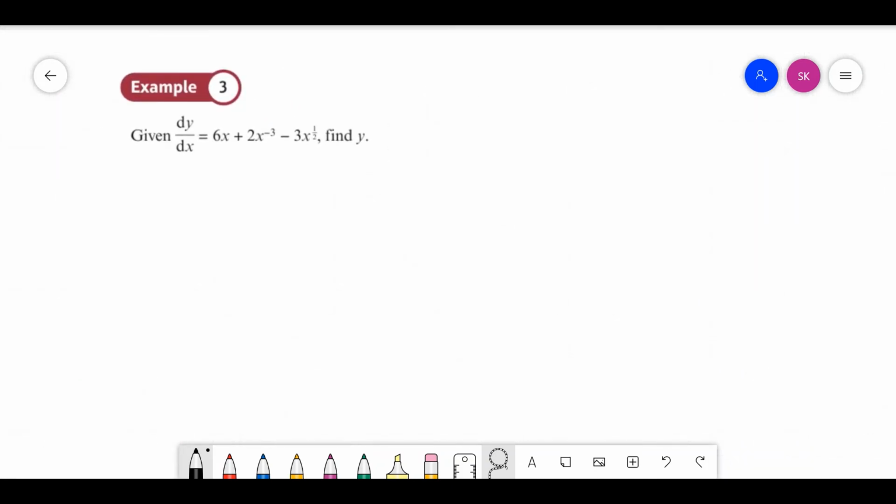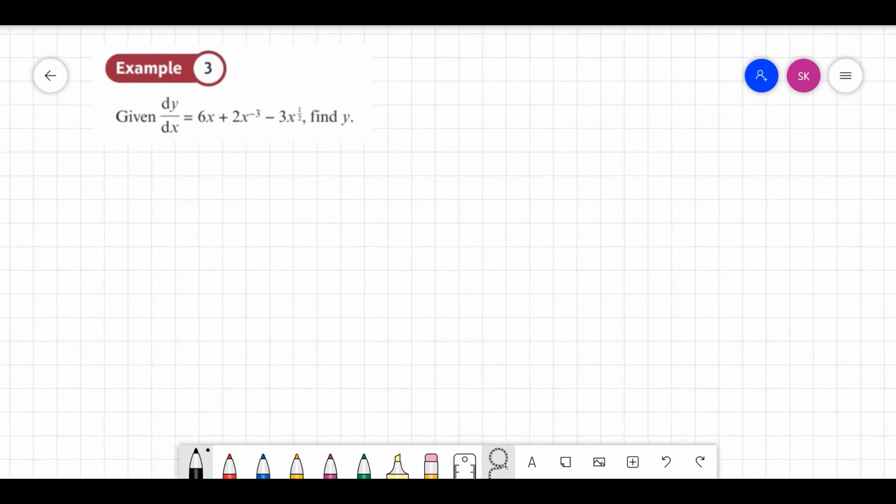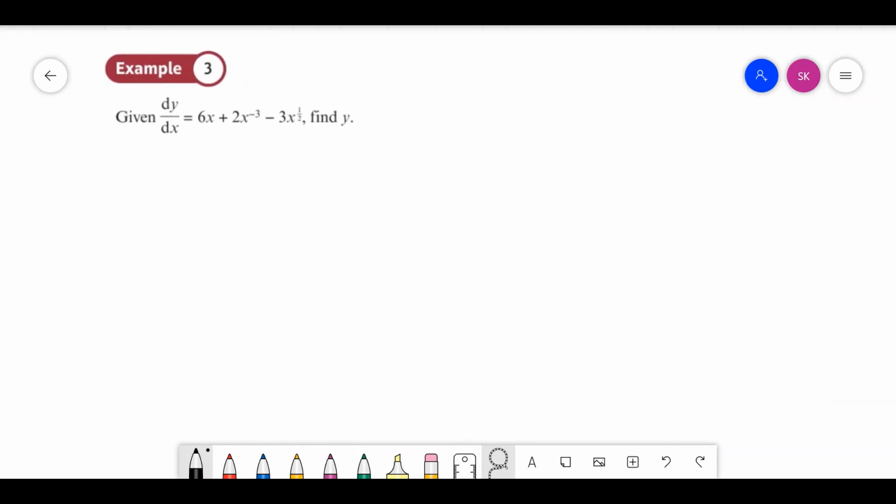Okay, so if you think you can have a go at this on your own, then go for it, please. If not, still have a go for it, and press play when you're ready to check if you were correct. So y equals, that's what we're trying to find, and we're told that dy by dx is equal to 6x plus 2x to the negative 3 minus 3x to the power of a half.